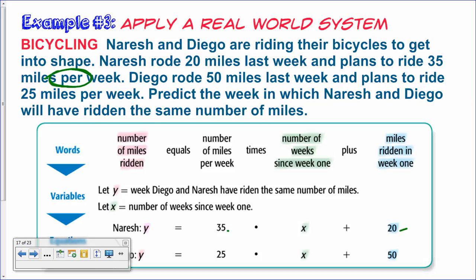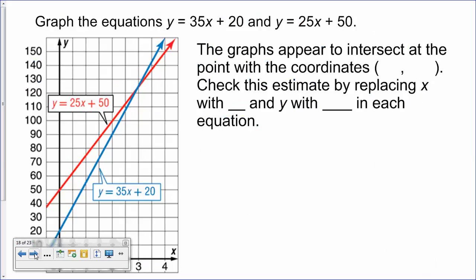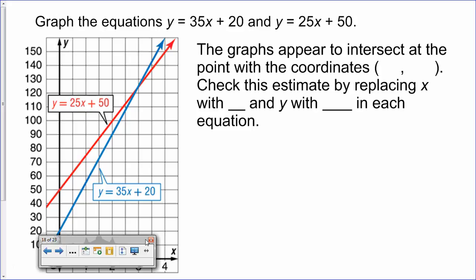And then Diego rode 50 miles already, which is his starting point, and then he's going to do 25 per week. Now, when I get those two, all I got to do, at what point do they become the same? What am I looking for? At what point will they have done the same amount? Is when these two lines do what? Intersect.